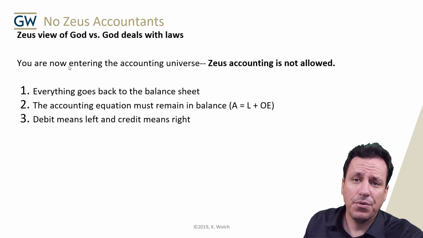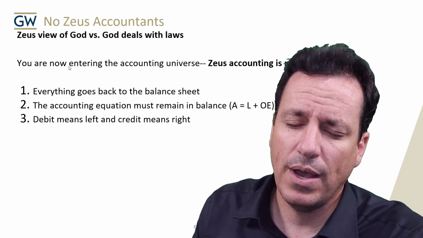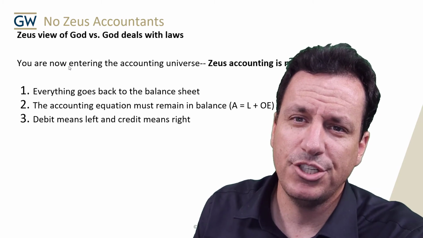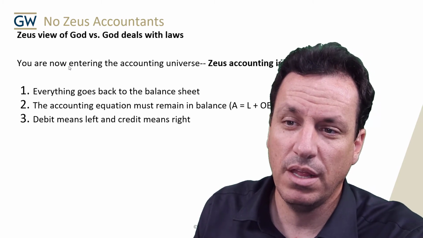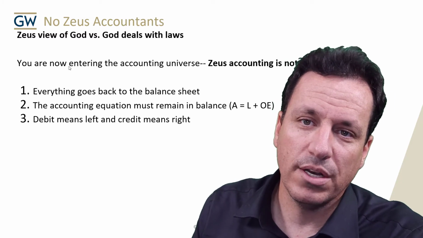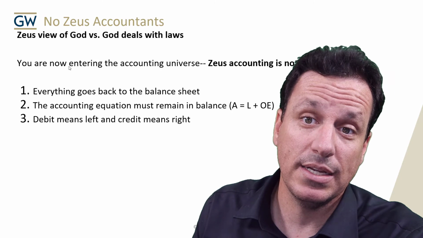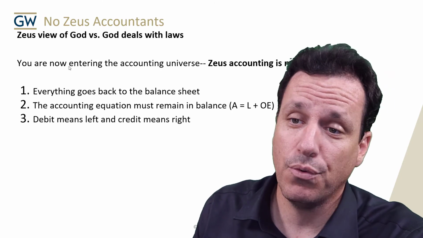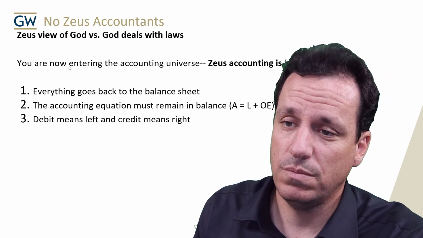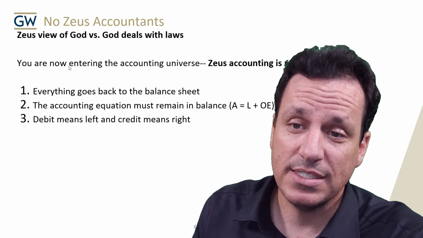Debit means left and credit means right. And I can't tell you how important it is to just accept that. Just embrace it. There's no political divide on this. This is like one of these things that everybody just says, yes, that's what it is. And that's what it means. Debit means left, credit means right, period. There's not a deeper meaning.